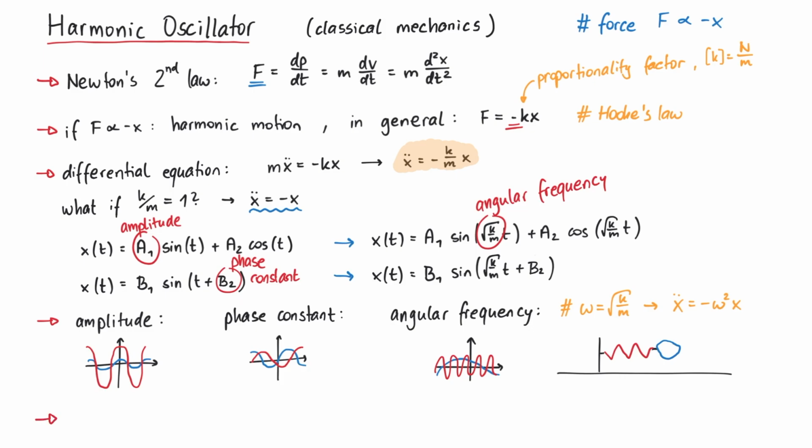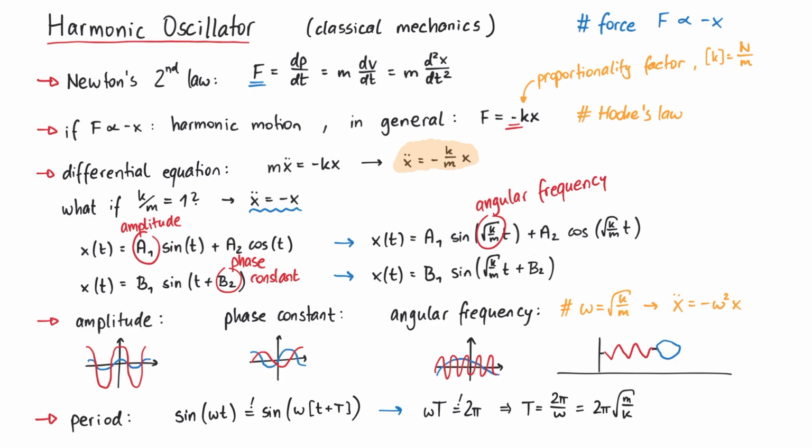Finally, there is one more interesting quantity we should talk about. How long does one oscillation take? This is called the period of the oscillation. In order to calculate it, we want that a sine function at some random time is equal to the same sine function after some additional time uppercase T. Since the period of a sine function is 2 pi, we can calculate the oscillation period uppercase T to be 2 pi over omega. This is the same as 2 pi times the square root of m over k.